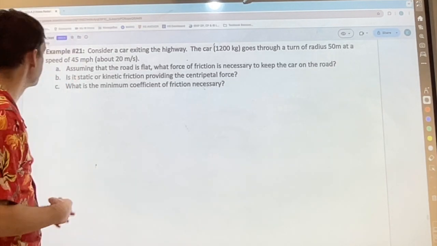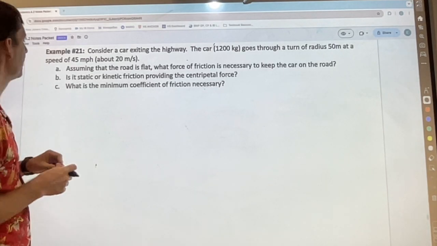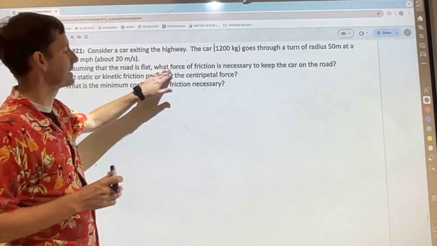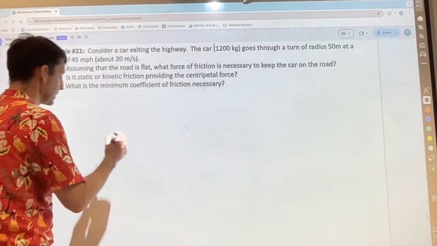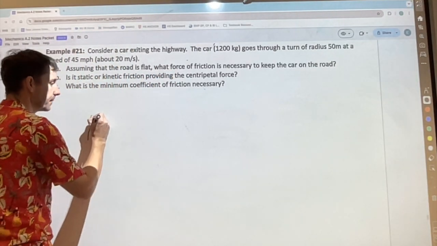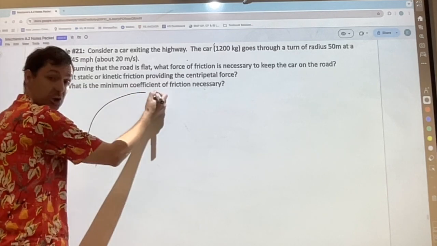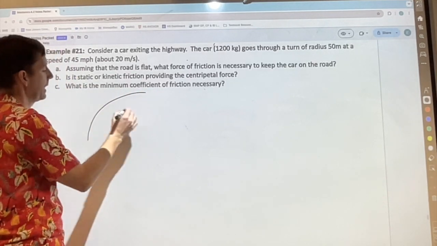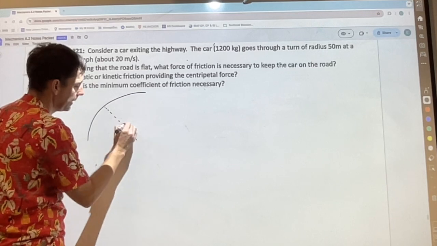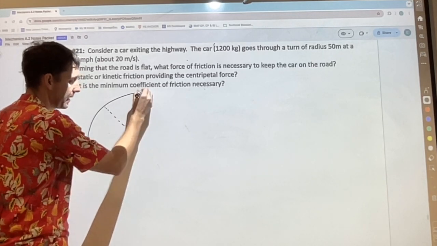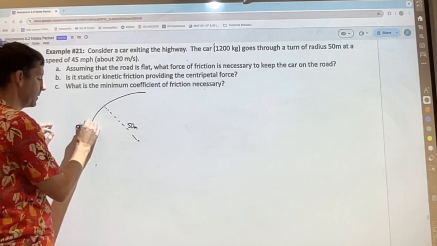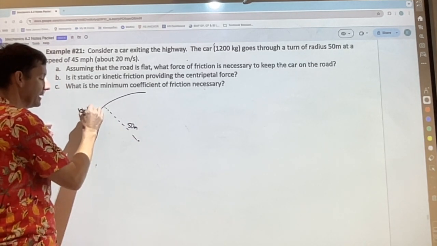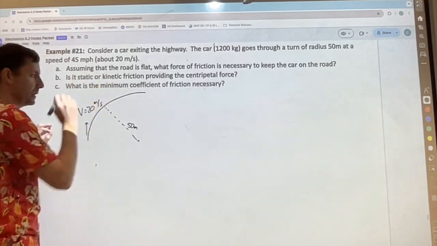All right, so the question is, assuming that the road is flat, what force of friction is necessary to keep the car on the road? We talked about this in class, right? We said as the car goes around a circle or a part of a circle, the radius here is 50 meters. That's the same at any point towards the center. We do know that the speed at this point is 20 meters per second. They did that for us.